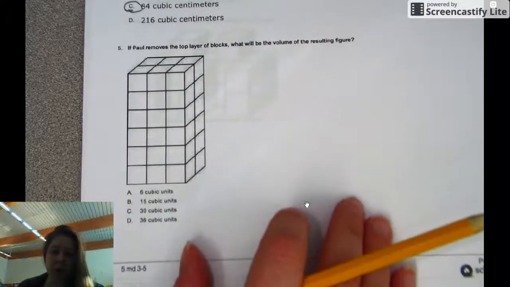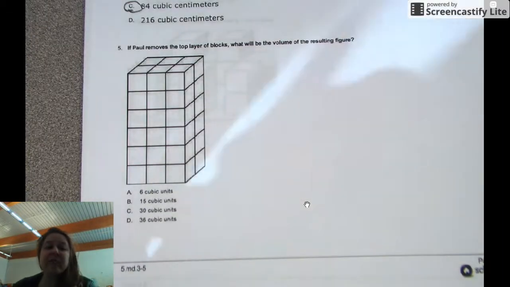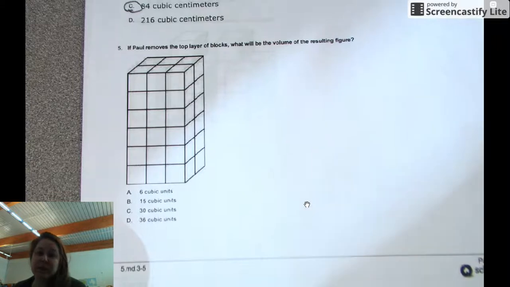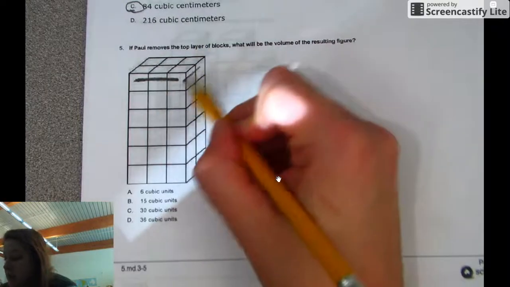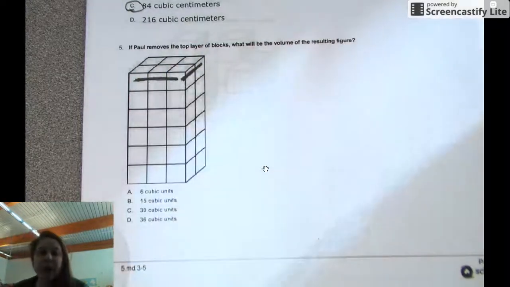Okay. Question number 5. If Paul removes the top layer of bricks, what is the volume of the resulting figure? So I'm taking off the top layer of bricks. I'm crossing out this layer. This layer does not matter, because that's what it's asking: if Paul's removing the top layer.